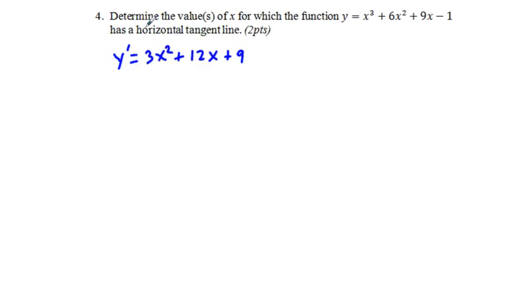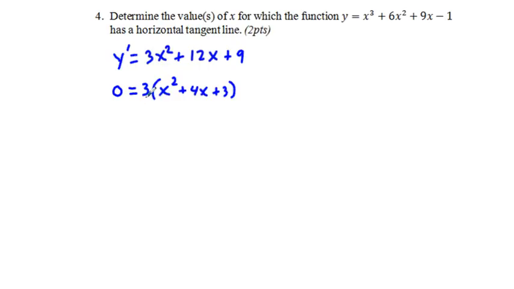And now we're going to define a horizontal tangent line. We set the first derivative equal to 0. And now we're going to solve this by factoring. So our common factor between all these terms here is going to be 3. So you have 3 times what equals 3x squared, well, that's x squared. 3 times what equals 12x, well, that'll be plus 4x. And 3 times what equals 9, that's going to be plus 3.